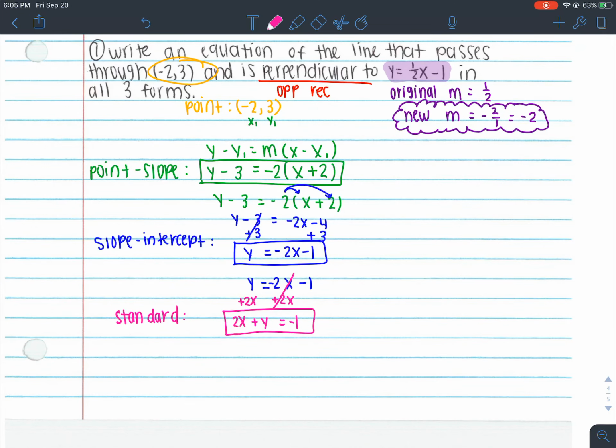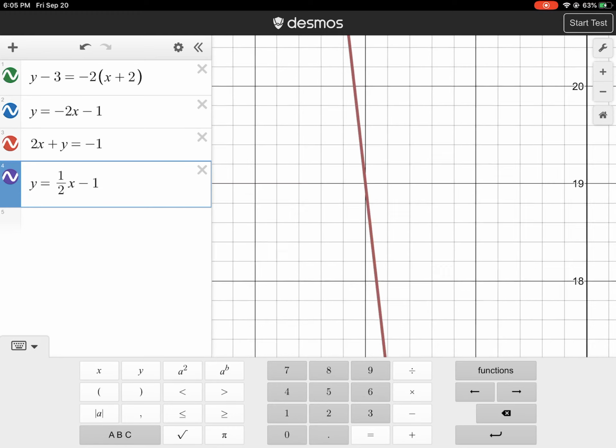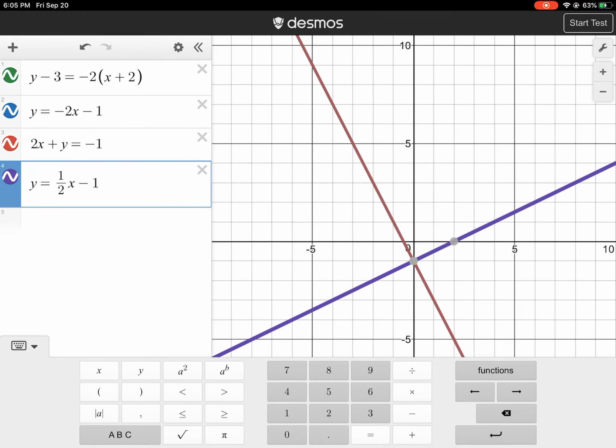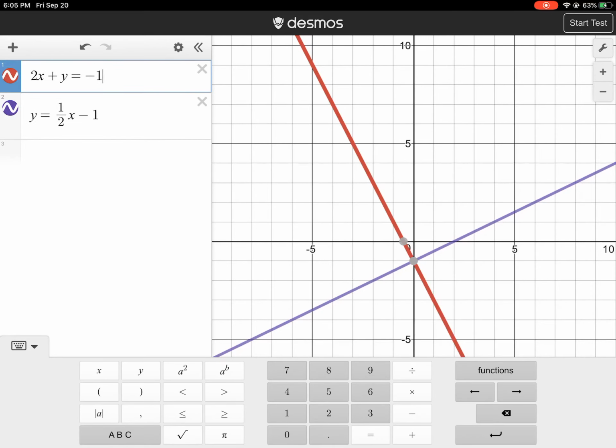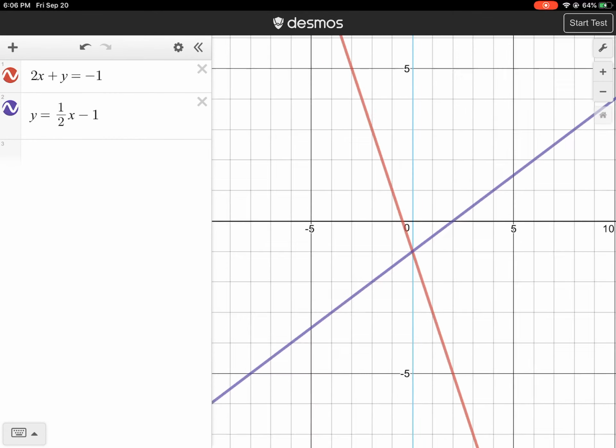Now let's see if this is actually perpendicular to our original line, which is highlighted in purple, which is y equals 1/2 x minus 1. Again, my red, my blue, and my green are all the same line, so I actually can delete one of them. I'm going to delete my point slope and my slope intercept and just look at my red line, which is my standard form. If I look at my red and my purple, they are perpendicular to each other.